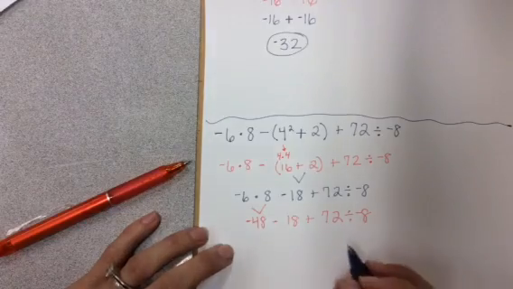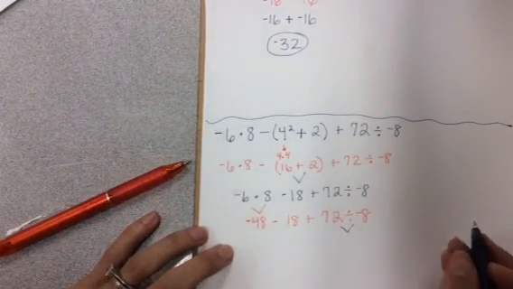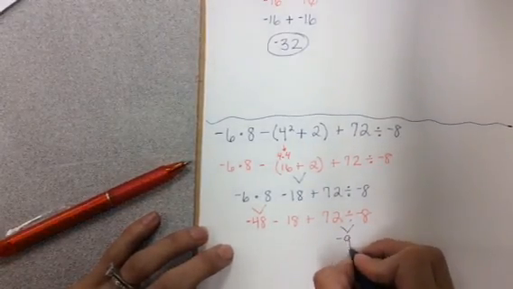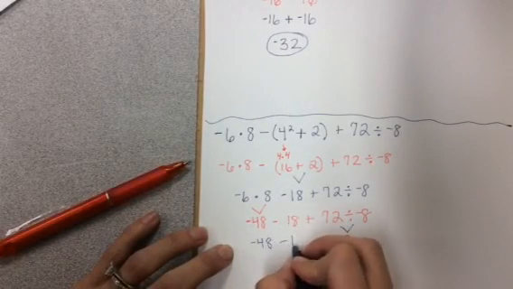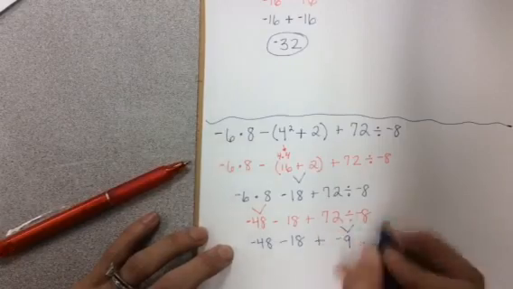Next, I'm going to do my division. So 72 divided by -8 is -9. And then I bring down everything else. -48 minus 18 plus -9.